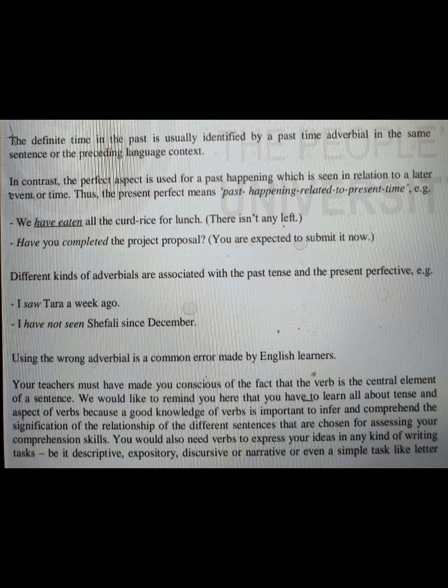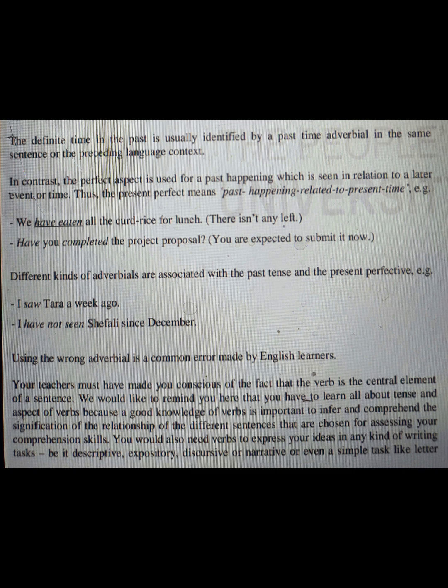The definite time in the past is usually identified by a past time adverbial in the same sentence or the preceding language context. In contrast, the perfect aspect is used for a past happening which is seen in relation to a later event or time. Thus, the present perfect means past happening related to present time, e.g. We have eaten all the curd rice for lunch. There isn't any left. Have you completed the project proposal? You are expected to submit it now.